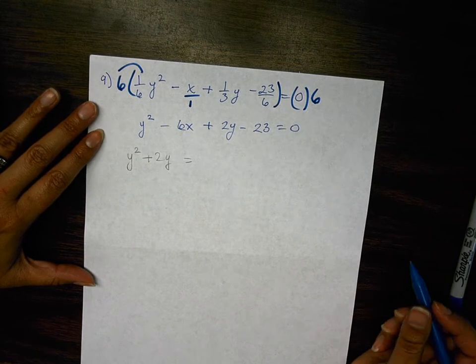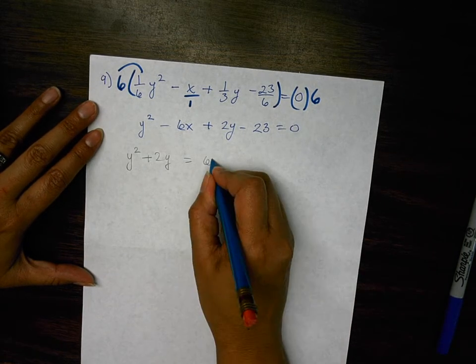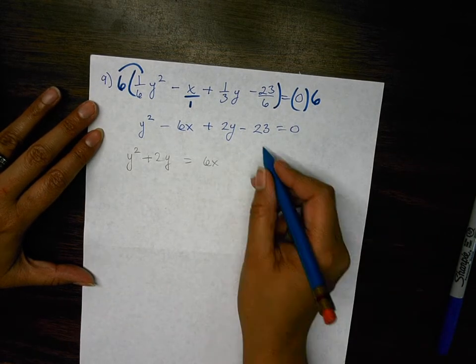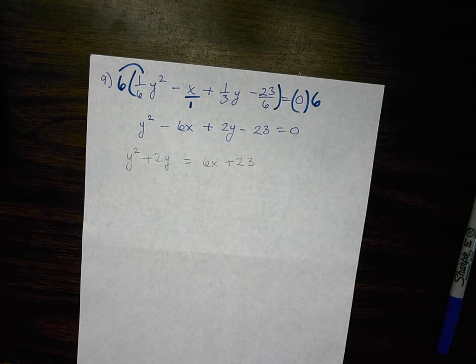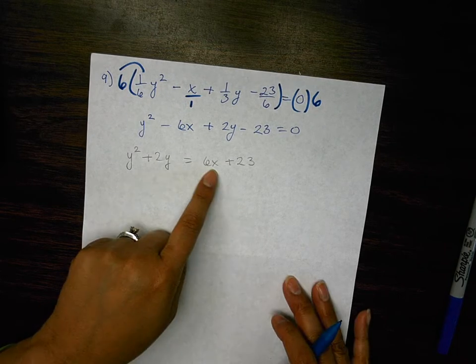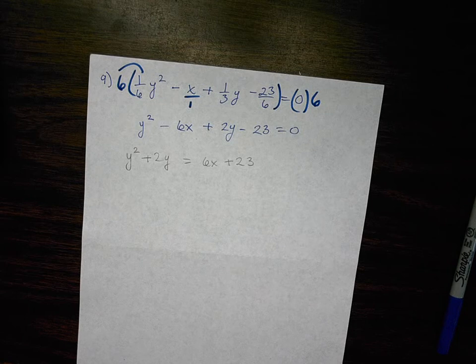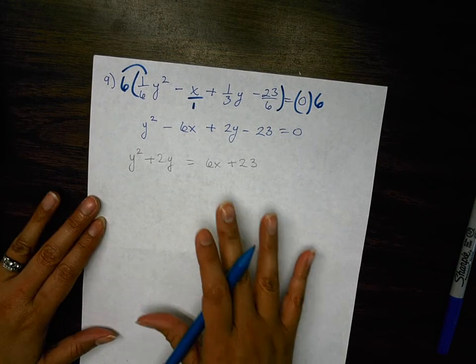Plus 2y equals what's moving over to the other side. So when it moves over, it becomes 6x minus or plus? Plus 23. And that right there is where people mess up. They leave all the variables over and move the constant over. You can do that. It's not wrong. It's just they fumble up because there's no complete the square for the x.